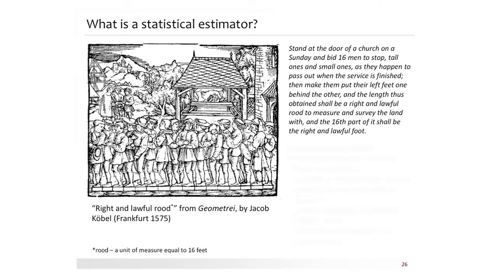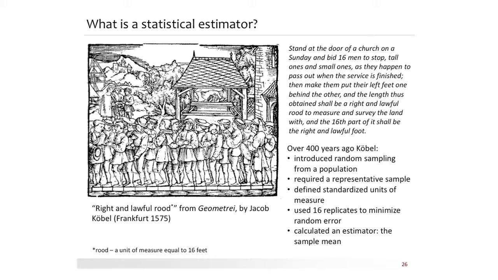This is actually quite remarkable. 400 years ago, Kobel introduced random sampling from a population. Even more, he required a representative sample. He said clearly, men, tall ones and small ones, just select randomly people of different sizes, because presumably they have feet of different sizes. He defined standardized units of measure, rood and foot, to measure land, and used 16 replicates to minimize random error. This was quite clever. And he calculated a statistical estimator, the sample mean, over 400 years ago. Of course, he didn't know these concepts, but at least the idea was very good.